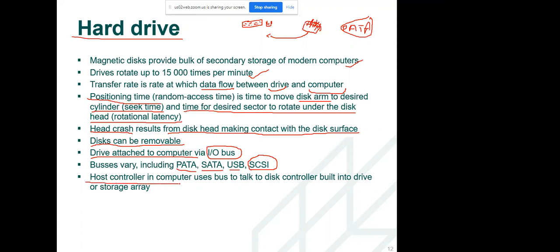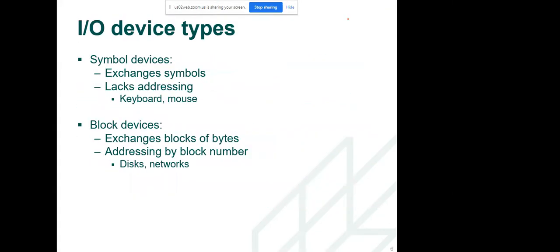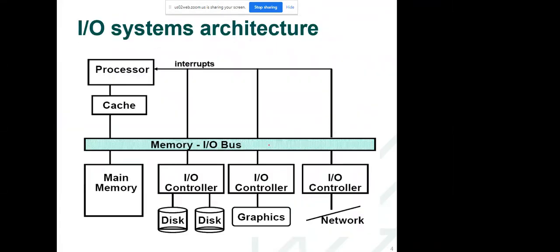The host controller in the computer uses the bus to talk to the disk controller built into the drive or storage array. This is the disk controller, and this is the host controller. It uses buses to interact with this memory to bring the data. This data is managed by this memory bus, and then it is also provided to the processor.